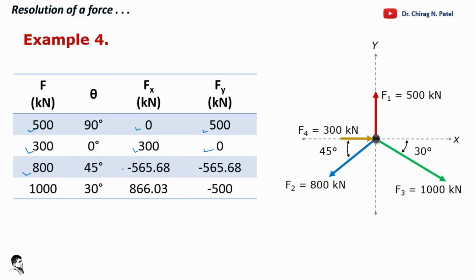800, if we take, makes a 45 degree angle, so you can resolve by applying sine and cos here, so that would be minus 565.68. Both are the same and both are in the negative direction. 1000 you can take, that makes a 30 degree angle, you can resolve with cos and sine. So these are the final answers for the components of these given four forces. So now this is all about the resolution of a force.